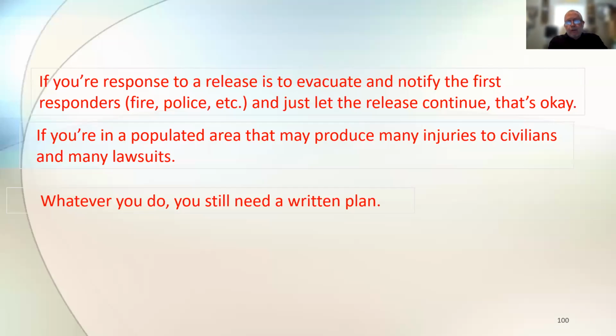Again, program levels. This goes back to EPA stuff here. Anyhow, if you have a facility, and you have to make up your mind, not the facility, but the management of the facility, obviously if you have a release, you have two things you can do. You can just let it go. You can evacuate, notify the first responders, fire, police, etc., and just let the release continue. It's okay to do that. It's not against the law to do that, but you realize you're going to have some highly hazardous chemical being released. And if you're in a populated area, that may produce injuries to civilians that are nearby. And everybody that breathes ammonia, even smells ammonia, is going to sue you for sure. So that's a decision that's going to be way above your pay grade, probably. But whatever you do, you still need to have a written plan.